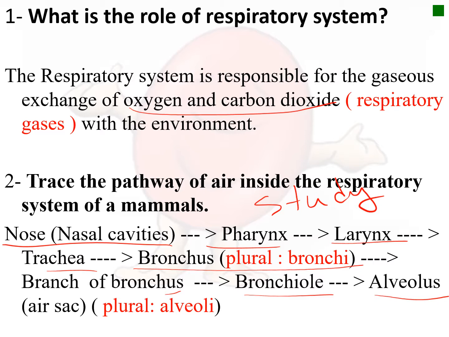This pathway starts with the nose, the nasal cavities. Then we move to the pharynx, larynx, trachea, the bronchus, the plural is bronchi, the branch of the bronchus, bronchiole, alveolus, which is the air sac, the plural is alveoli.